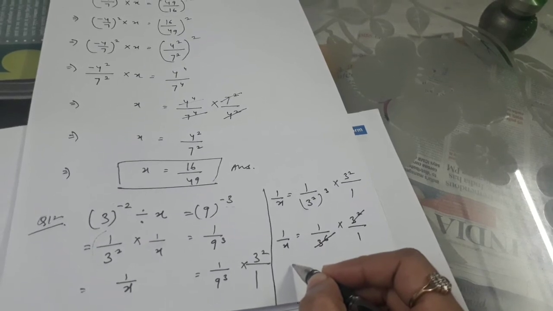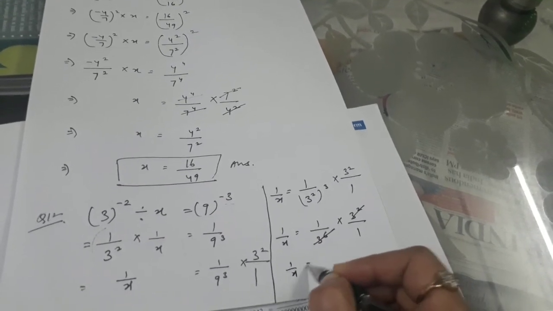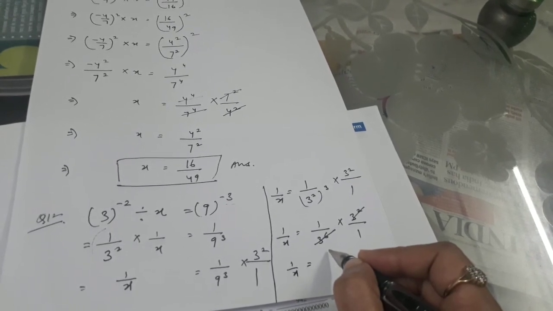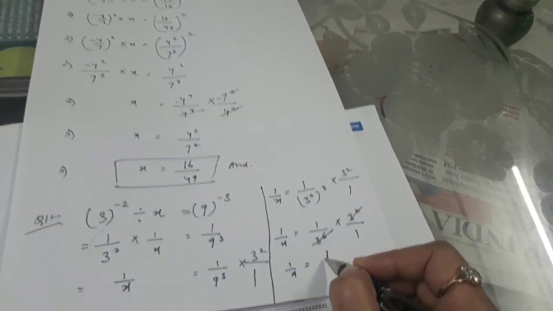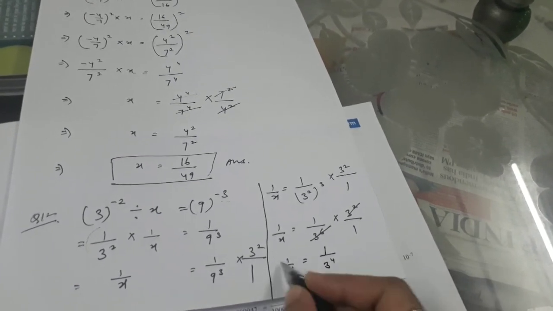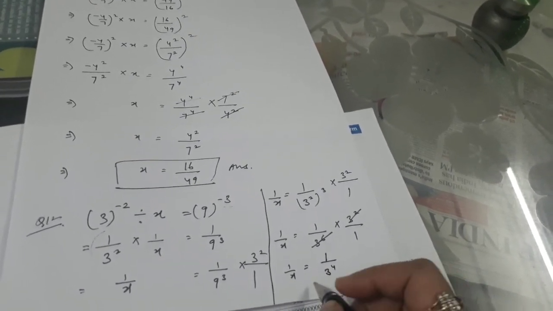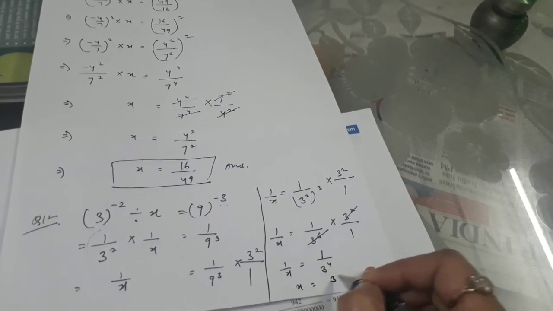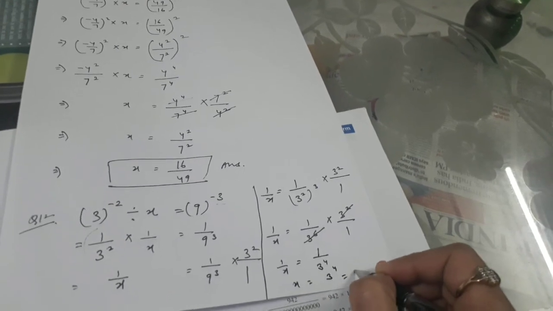So 1 by x would be equal to 1 by 3 raised to the power 4. So after multiplication, x would become 3 raised to the power 4, that is 81.